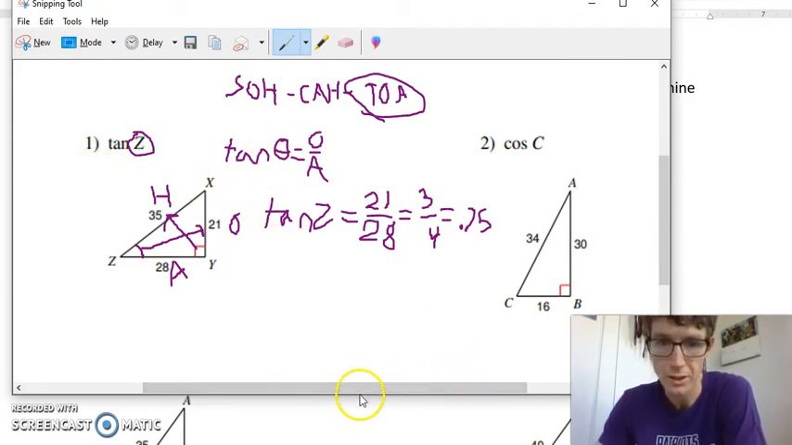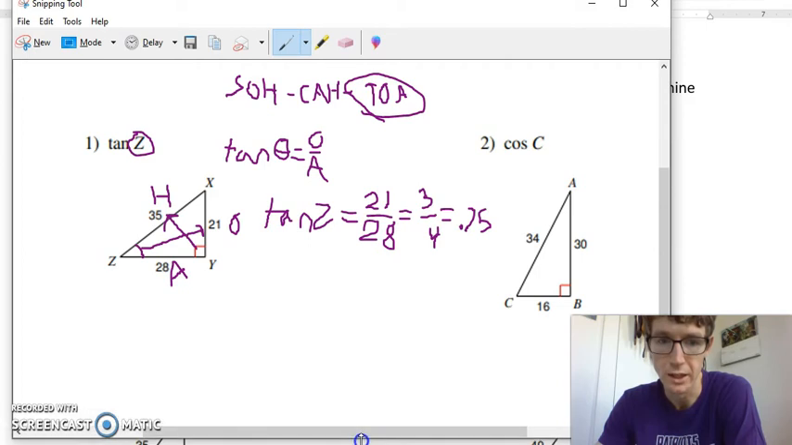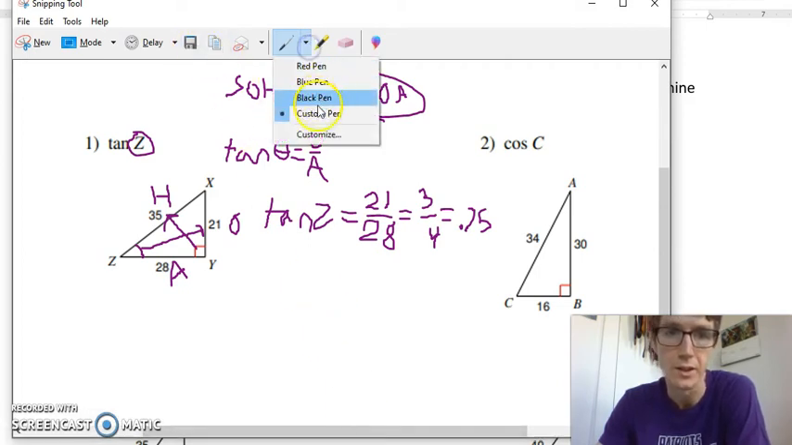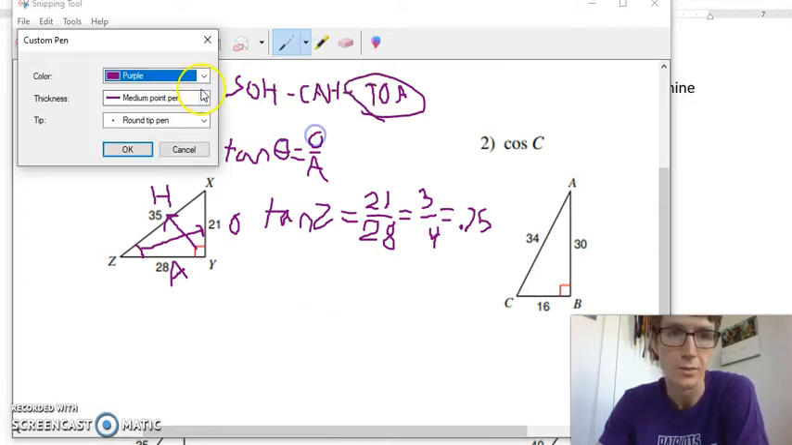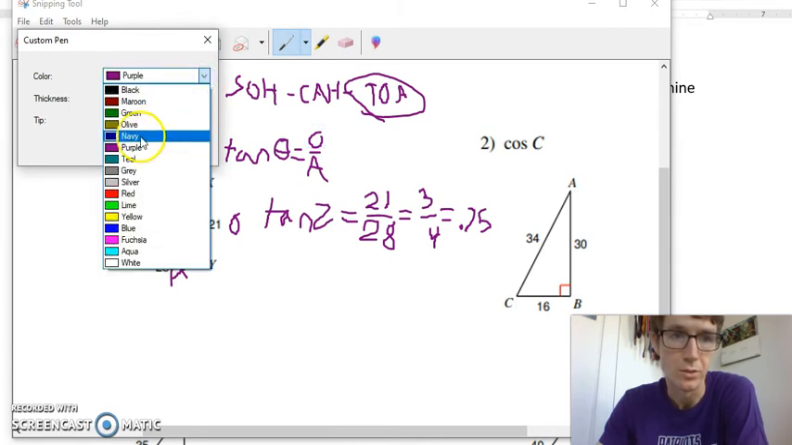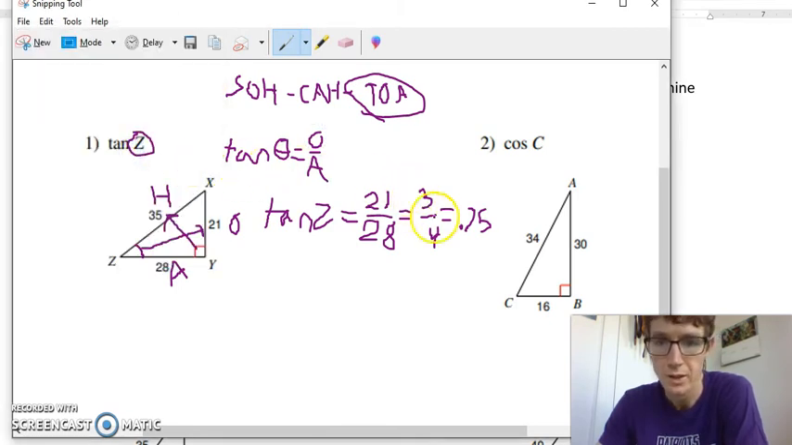For number 2, I'm just going to do it in a different color. Let's do it in a blue. Okay. So for this one, same process. This is our answer for the other one. Tangent of Z was equal to any of these. You can do it either way.